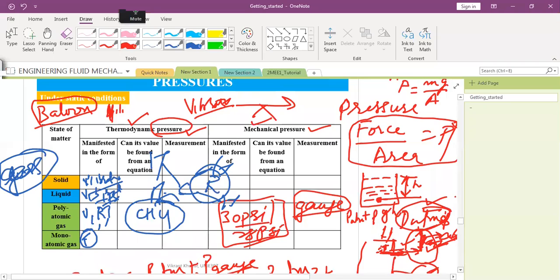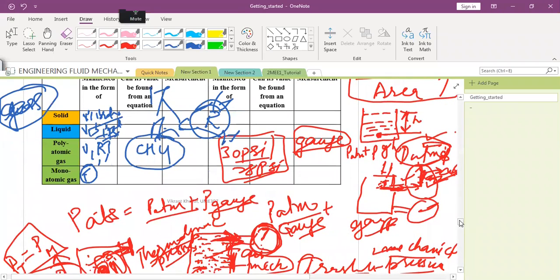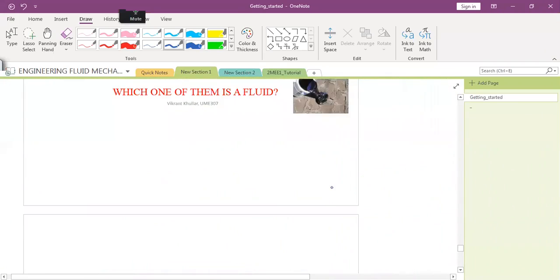What do you mean by vibration? In case of solids, you can conceive of vibration as the particles sitting at their mean position and vibrating about their mean position. So that is how you look at solids.